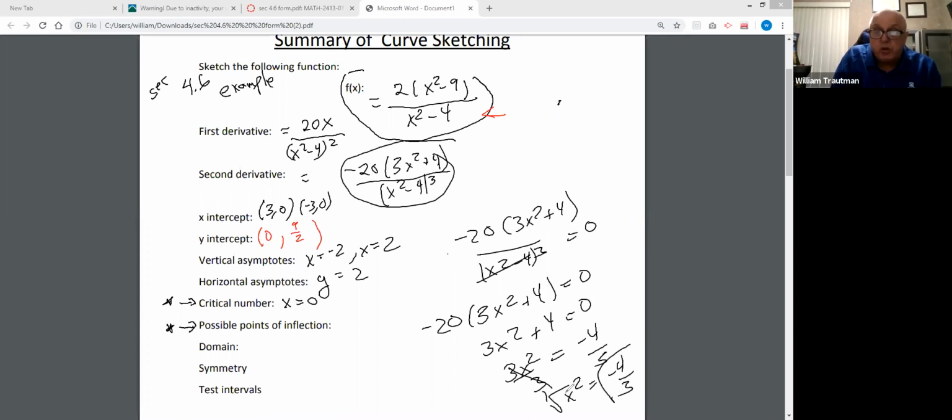You cannot square root a negative number. So possible inflection points, there are none. There's no place where concavity changes. In other words, the graph doesn't go concave down to concave up. It stays at that one for each section. So there's no place that concavity changes. There is no second derivative that equals 0. That's not too bad.